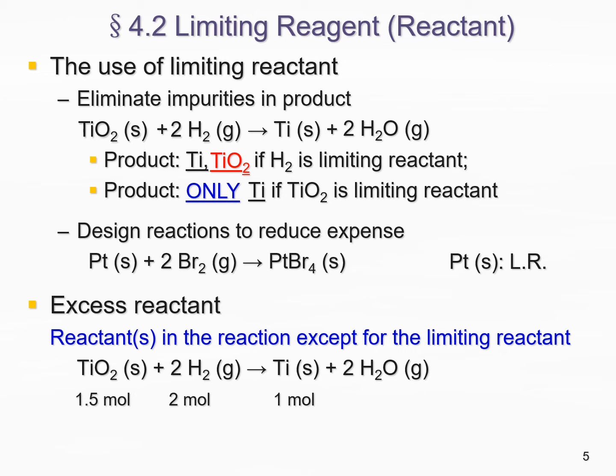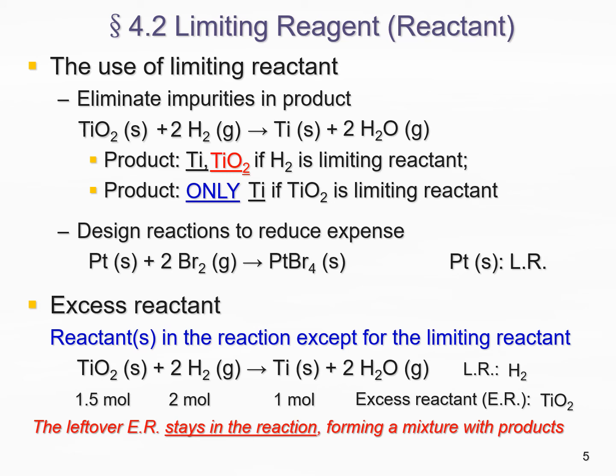For example, as we already discussed, hydrogen is our limiting reactant, so titanium 4 oxide should be our excess reactant. I just wanted to point out here, the leftover excess reactant, because it's not a limiting, right? So once limiting is finished, it's gone. So we have a certain amount of titanium 4 oxide that's left. So we call it leftover. So leftover of this excess reactant stays in the reaction, forms a mixture with the product. So that is why in chemistry, we do not say product when reaction is done. We say reaction product mixture.